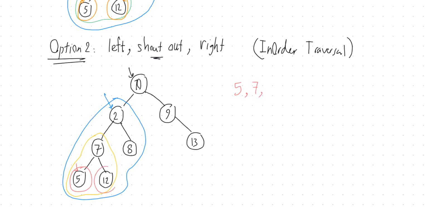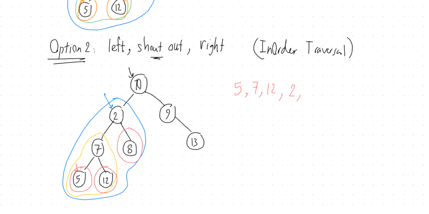And same story as 12, as 5, right? We try to go left, there is no left. Then we shout out 12. Then we try to go right, there is no right. So we are completely done now with the subtree that is circled with orange. That was the left subtree of 2. So it's now time for 2 to be processed. After that, we go to the right subtree of 2, 8.